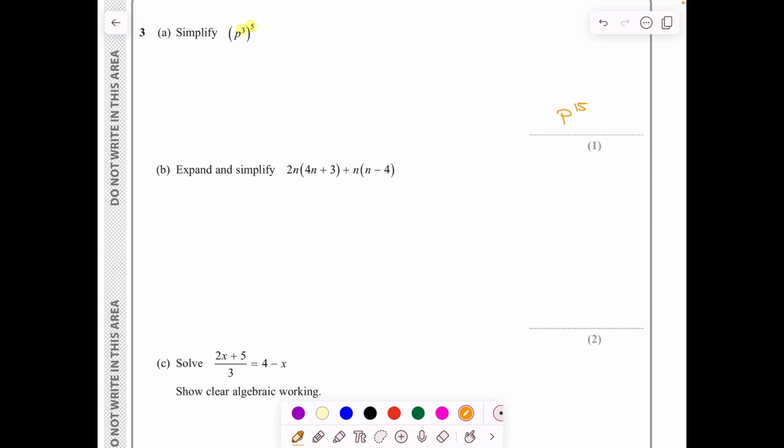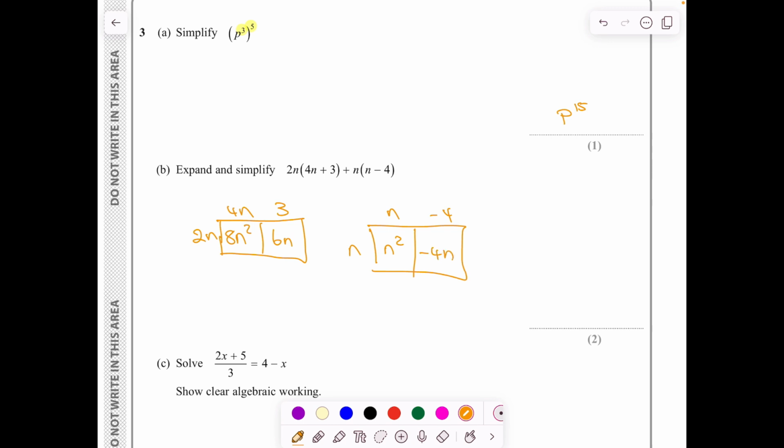Here we need to multiply, and most of you got this right to be fair, multiply out the brackets 2n times 4n plus 3 and n times n take away 4. So 2n times 4n is 8n squared. 2n times 3 is 6n. And then n times n is n squared. n times minus 4 is minus 4n.